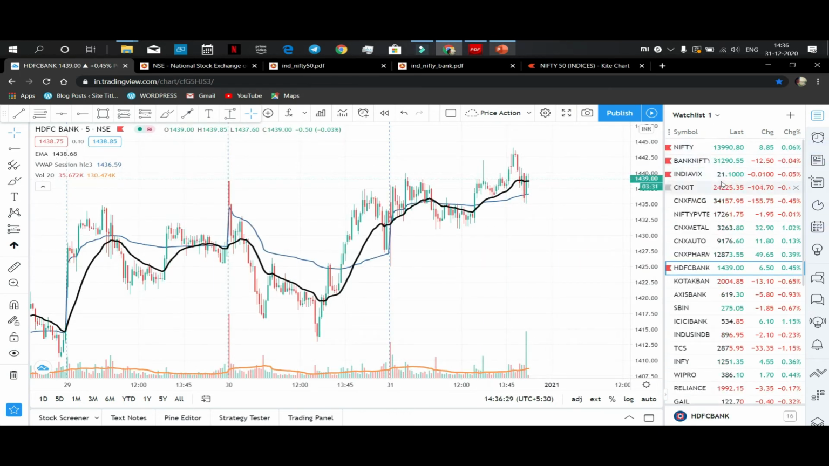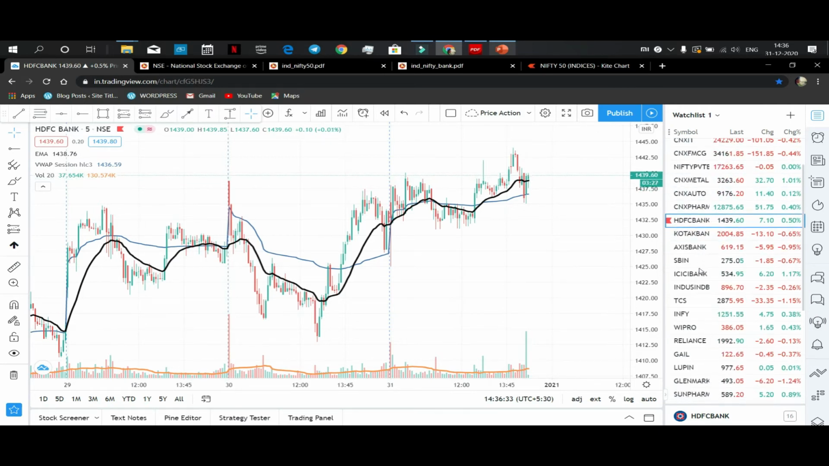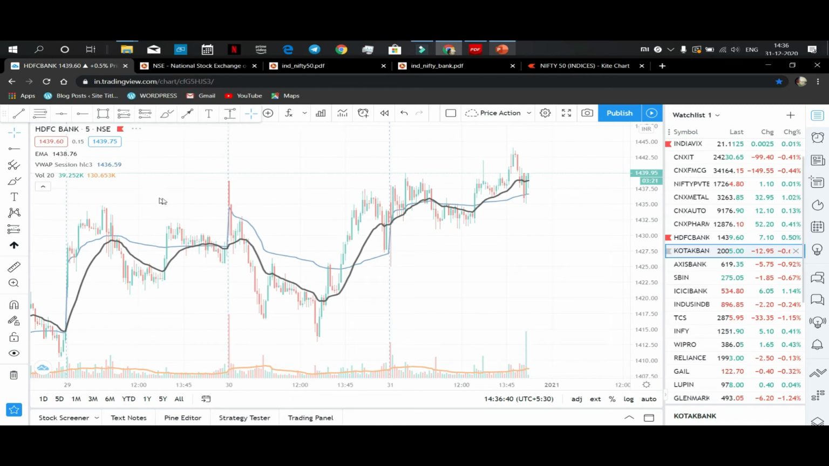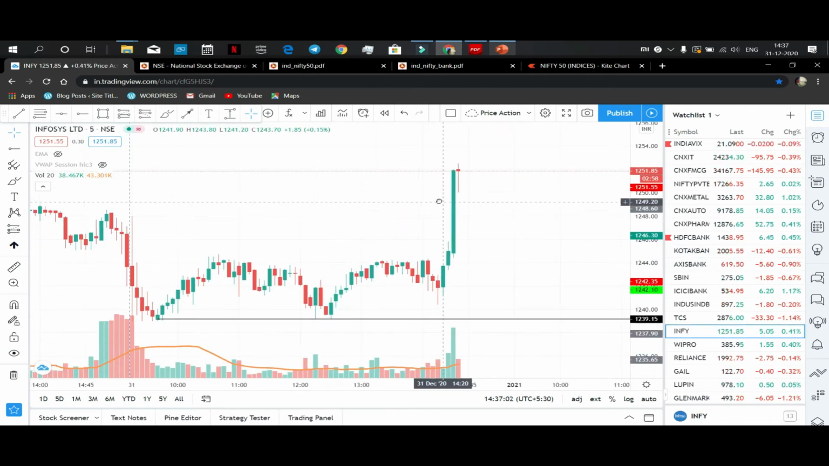Added Nifty, Bank Nifty, India VIX. These are the sectors of the Indian economy, and these are the stocks. So what I'm going to do is one by one I'm going to look at the charts of every single stock. So let's say that we have Infosys Limited.